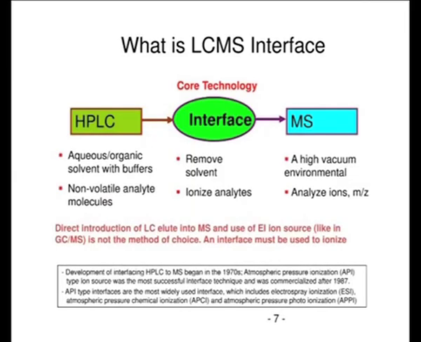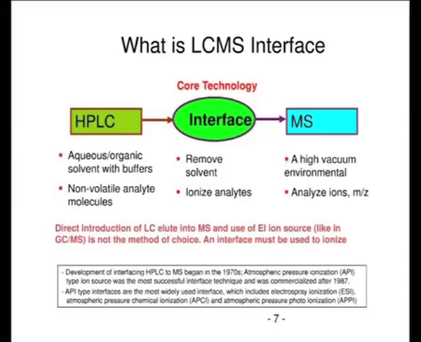The interface is present between HPLC and MS. In HPLC, you are using aqueous or organic solvent with buffer. You have to use a volatile buffer. Why? Because if you use a non-volatile buffer in the MS, what happens? It gets precipitated, forms salt, and the MS gets contaminated. Therefore, for HPLC coupled to MS, you have to use a volatile buffer or volatile organic solvent.